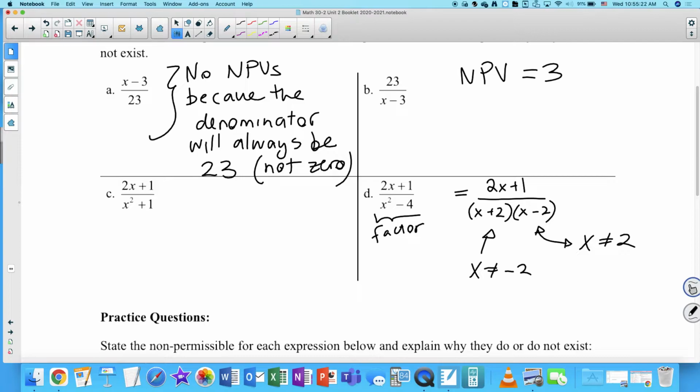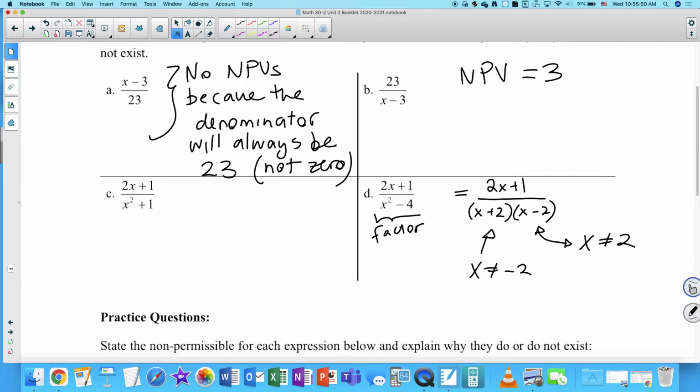When you are solving a problem that involves rational expressions or equations, the expectation is that somewhere along the way, you state the non-permissible values. So this is something that needs to be done every single time. And just to foreshadow a little bit, pretty much every single question that we're going to do is going to involve factoring. Okay? All right, let's look at this guy.